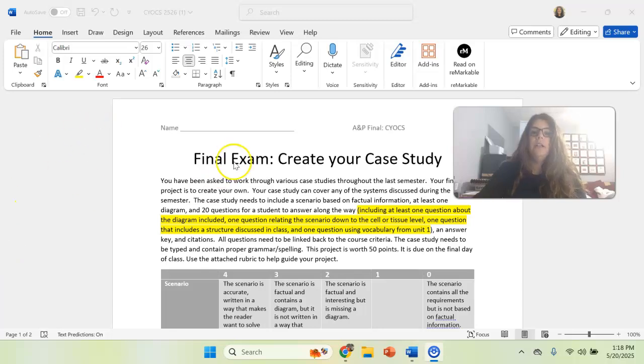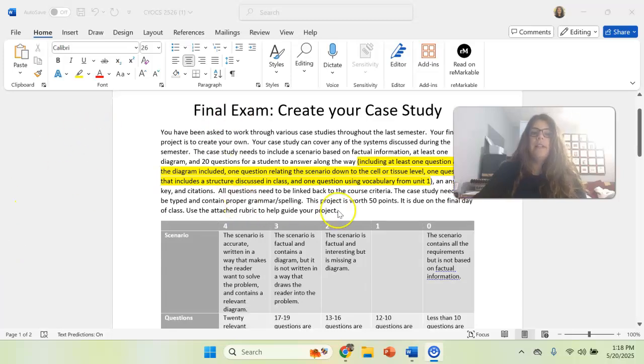Your scenario, obviously, you will create, and then your questions, you need to include an answer key that provides the answers to your questions. So hypothetically, I would be able to give your case study to a student next semester and then have the answer key if I wanted to use it for a case study in one of the units. So it needs to have an answer key. It also needs to have citations.